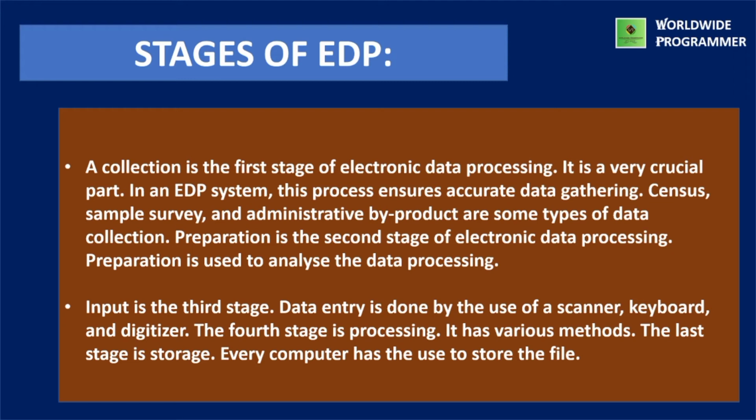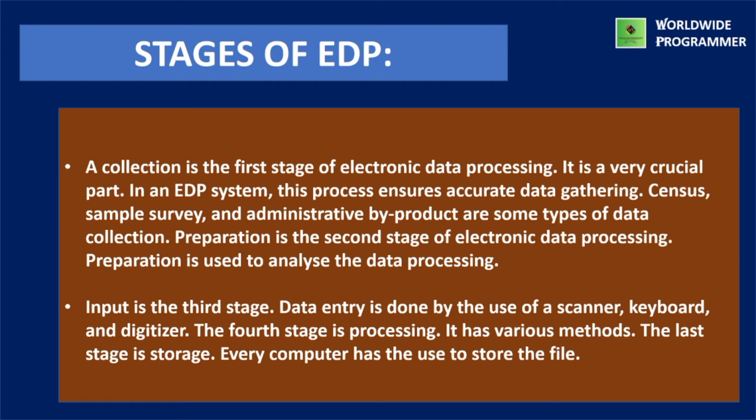Preparation is the second stage of electronic data processing. Collection is the first stage and preparation is the second stage of electronic data processing or EDP. Preparation is used to analyze the data processing. Input is the third stage. Data entry is done by the use of a scanner, keyboard and digitizer.